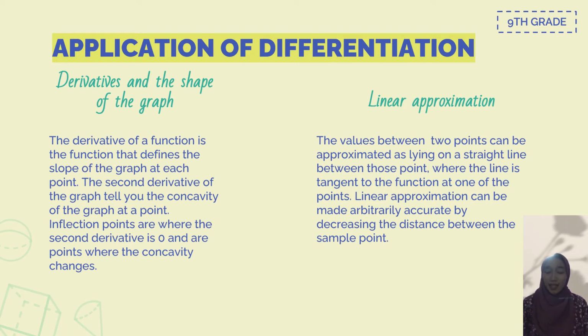Next is linear approximation. The values between 2 points can be approximated as lying on a straight line between those points. Where the line is tangent to the function at one of the points, linear approximation can be made arbitrarily accurate by decreasing the distance between the sample points.